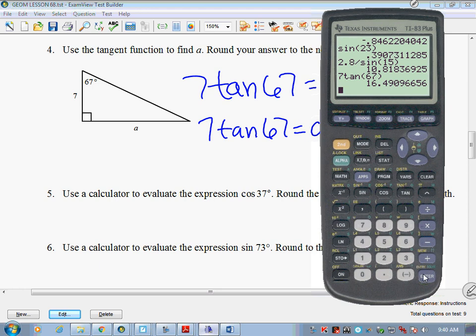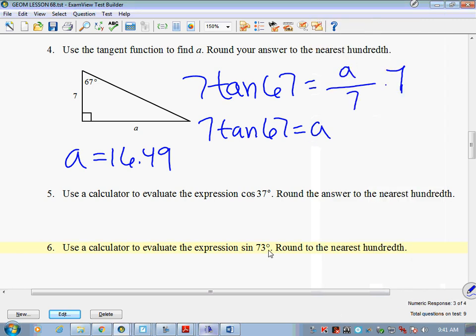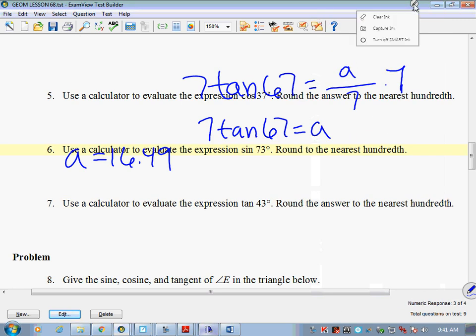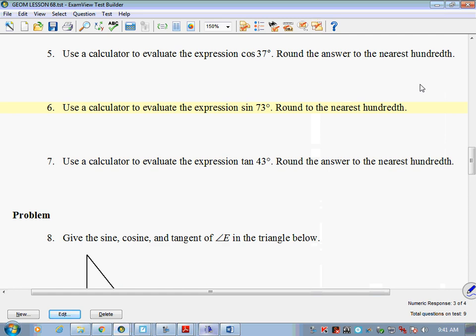16.49. All right, are you guys doing that with your calculator? So it's not just watching me do it, it's muscle memory. You will remember it more when you do it yourself. Okay. All right, the rest of these, fairly simple. Okay? It's plug it in.